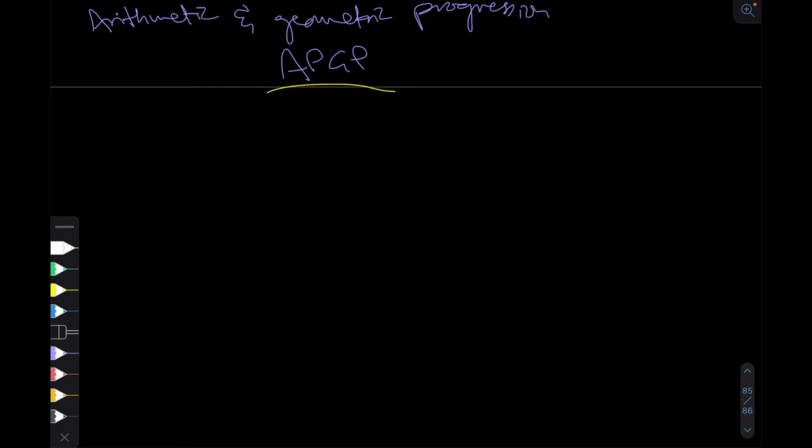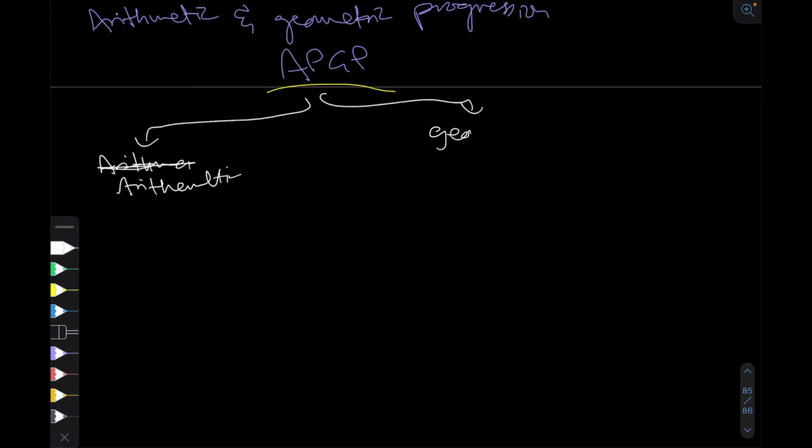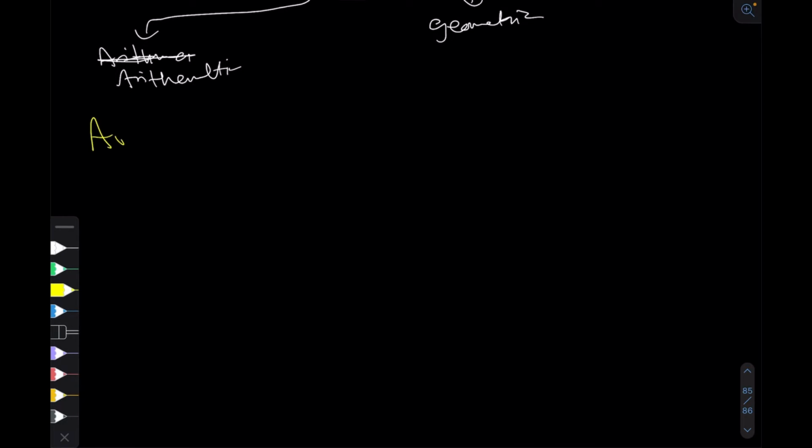APGP. All right. Now, arithmetic and geometric progression as a chapter as a whole is a pretty small chapter and pretty straightforward too. Once you do a bit of questions, you will probably be very familiar and comfortable with it. Now, we can break APGP into two subparts: arithmetic progression and geometric progression, right? Let's first look at AP, arithmetic progression.